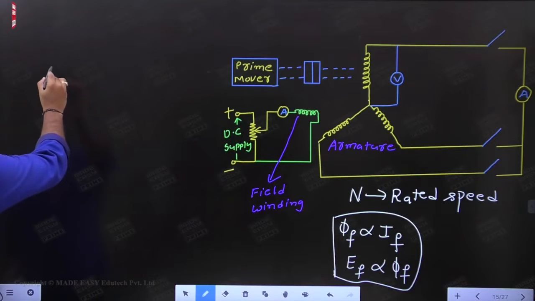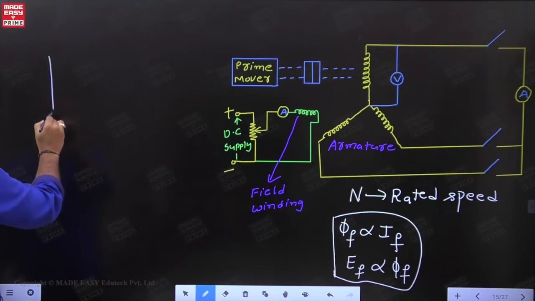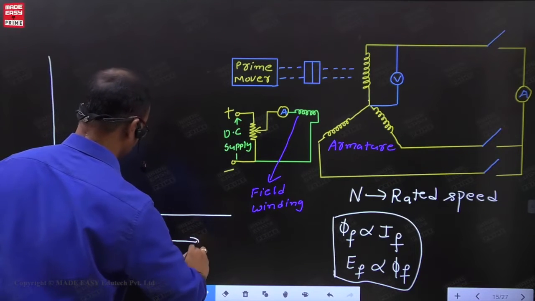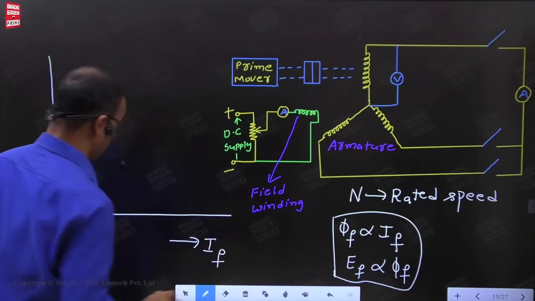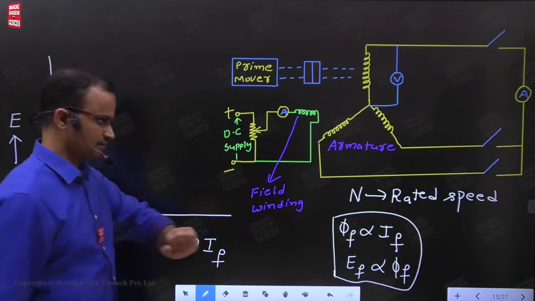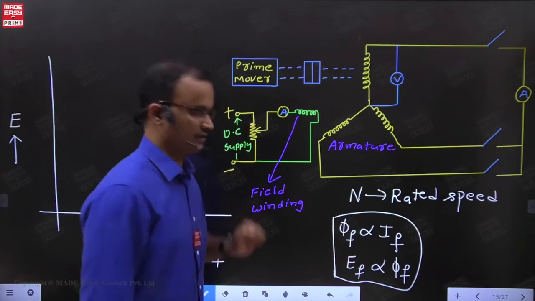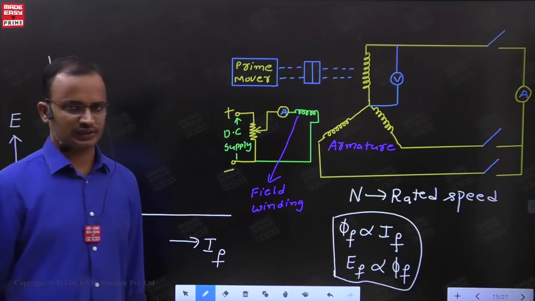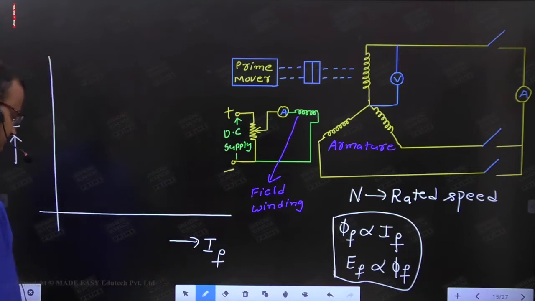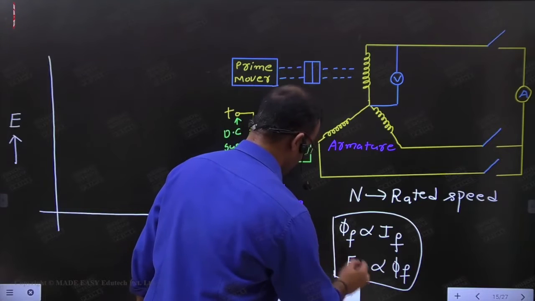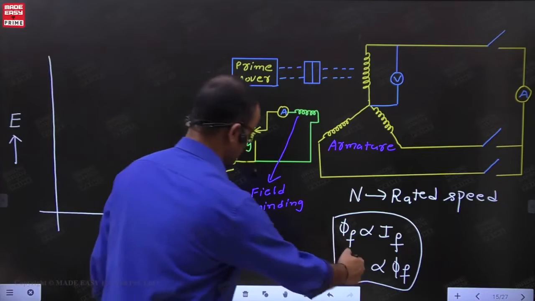Now from that, if you develop the graph, when the field current increases, the respective flux increases. If the flux increases, the induced voltage also increases. Now, to avoid confusion, I named that induced voltage as E.